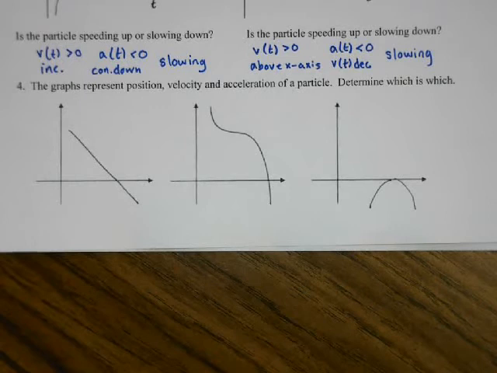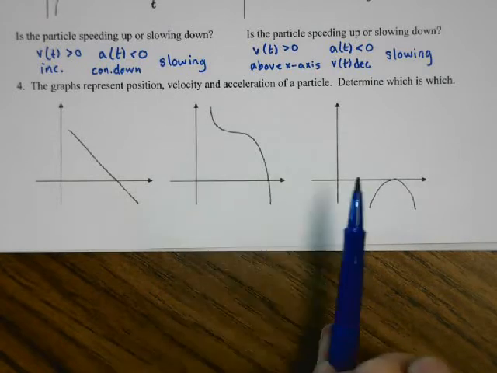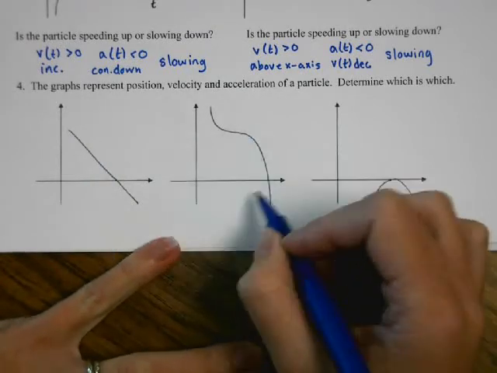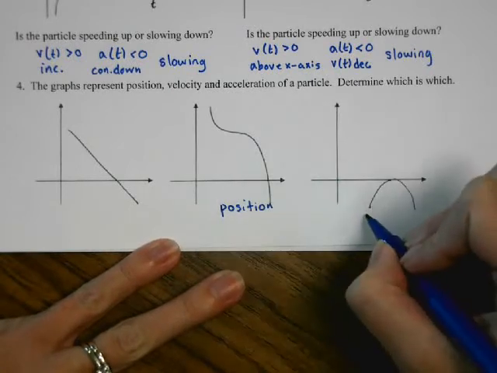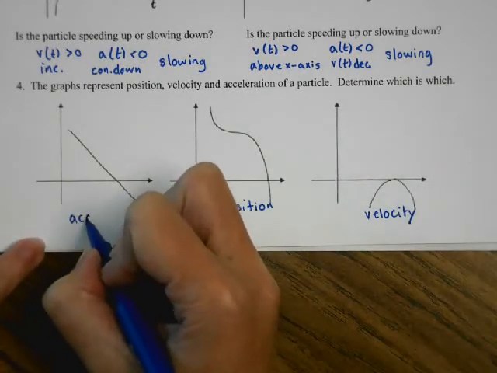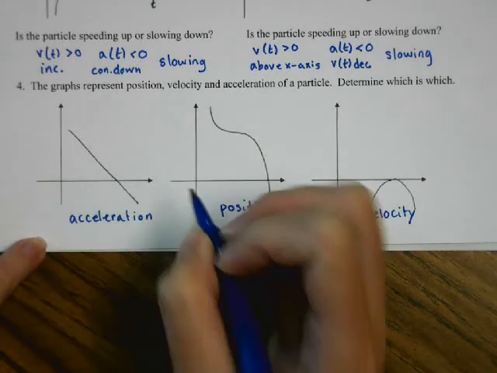The last problem on this page, the graphs represent position, velocity, and acceleration of a particle. Determine which is which. Well, just in general, if we take the derivatives, and this looks like a polynomial, this looks like a degree 3 polynomial, this looks like a degree 2 polynomial, this would be a degree 1 polynomial. So the highest degree would be our position, followed by velocity, followed by acceleration, because when I take those derivatives, they would decrease in power.